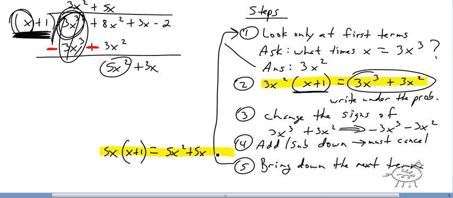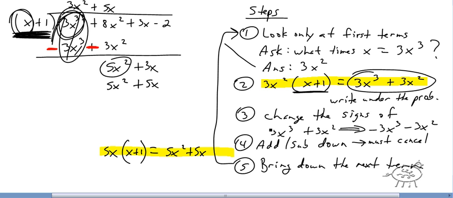Okay, that in yellow has to be on for every problem. If it's not there and you just have answers there, you're not going to get full credit for the problem. I have to see that work. And the reason I'm forcing you to show that work is because you're more of a guarantee that you're going to get it right. All right, anyway, that was step number 2. I need to write under the problem 5x squared plus 5x.